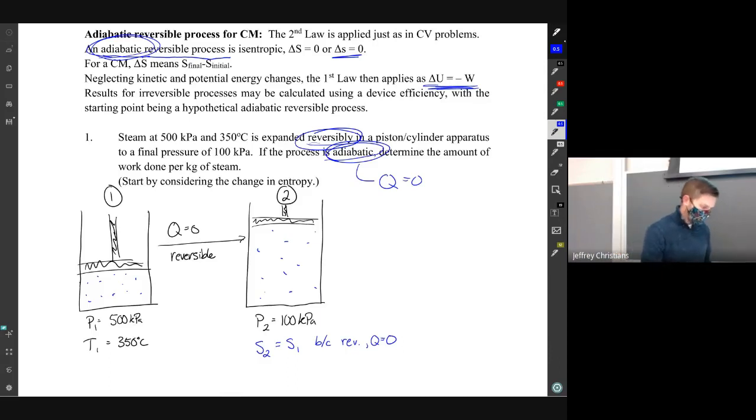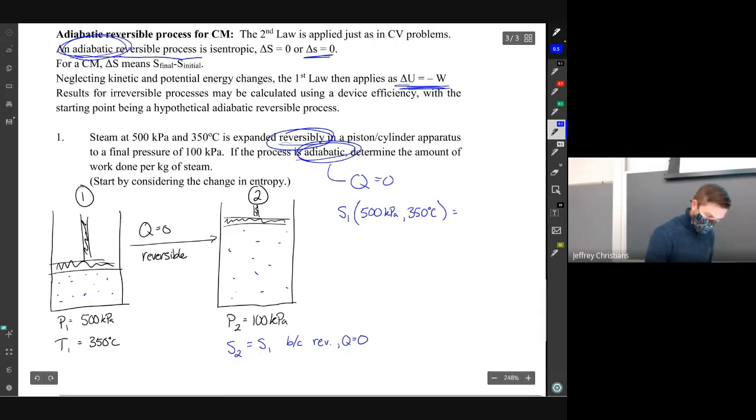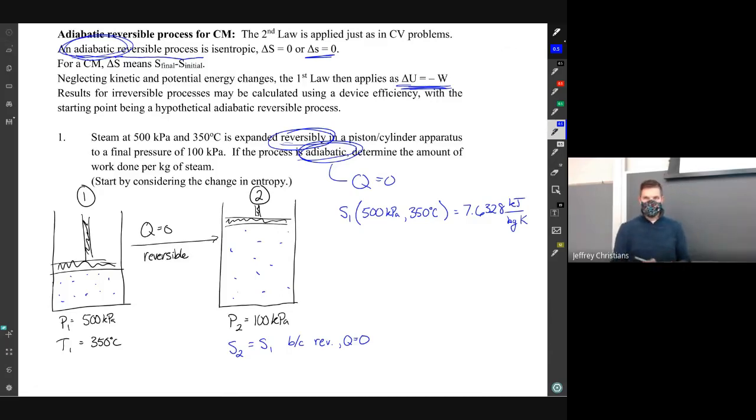Okay, because we know two things, we can look up everything. So we can look up S1 at 500 kPa and 350 C. S1 is equal to 7.6328 kilojoules per kilogram Kelvin. Again, I could plug this into Cat3, but I trust you know how to do that. Then S2 is equal to S1.